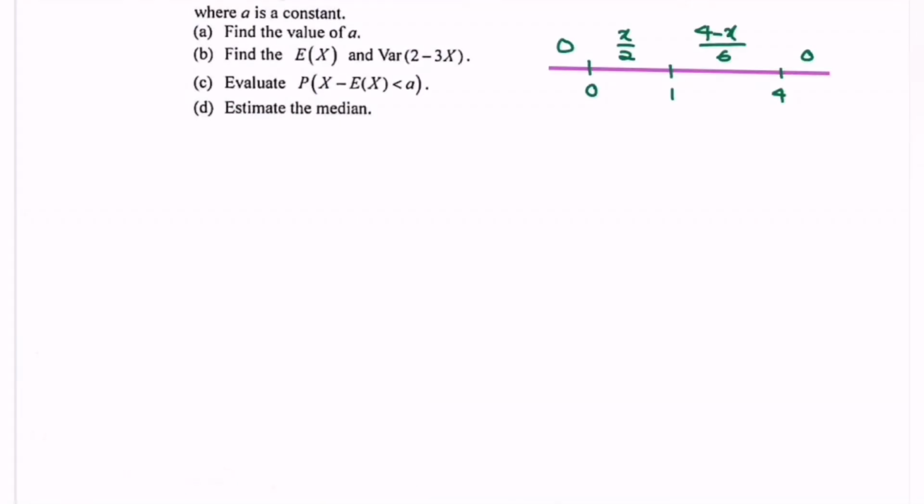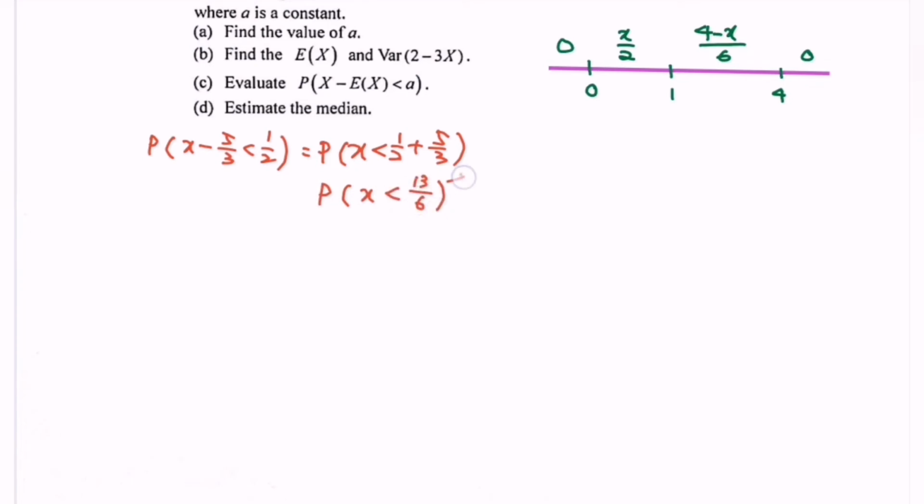Kindly refer to part c, where we have the probability that X minus 5 over 3 is less than 1 over 2. Simplify the situation: the probability that X is less than 1 over 2 plus 5 over 3, and we will have the probability that X is less than 13 over 6. Referring to the calculator, 2.167, which means around this part. So the question asks us to find the probability that X is less than 13 over 6.